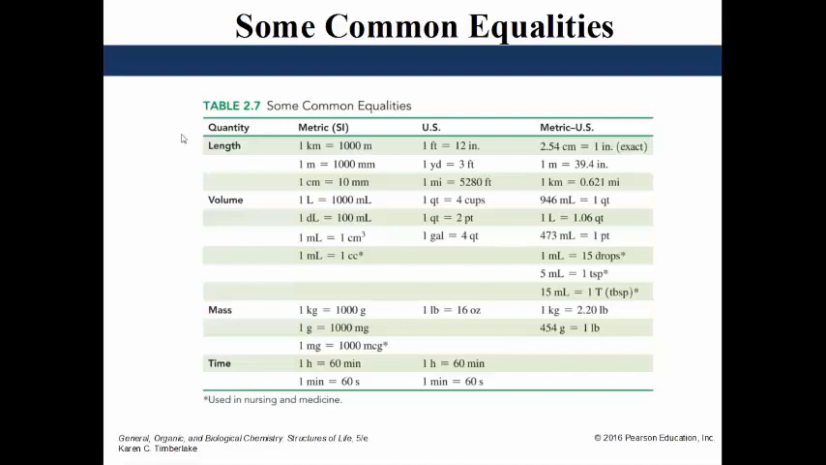And this last column has the equivalencies between the metric and the US system. 1 inch is equal to 2.54 centimeters. 1 meter is 39.4 inches. 1 kilometer is the same thing as 0.621 miles. And there are other equivalents here. 1 liter, 1.06 quarts, 1 kilogram, 2.2 pounds, and so on.